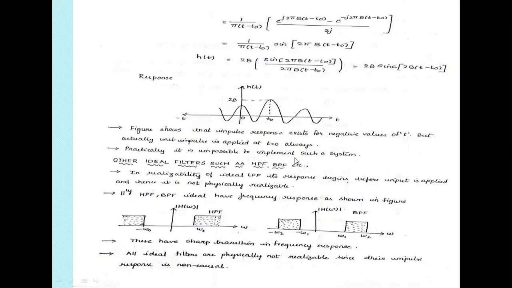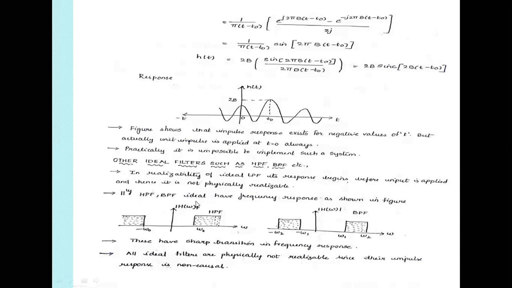Practically, it is impossible to implement such a system. So the ideal low pass filter is practically not realizable. Physically, it is not realizable. So we go for another way, the other ideal filters such as the high pass filter and the band pass filters. In the non-realizability of the ideal low pass filter, its response begins before the input is applied. Why is it physically not realizable? Because before the input is applied, it gives a response. It begins the response, and hence it is not physically realizable.